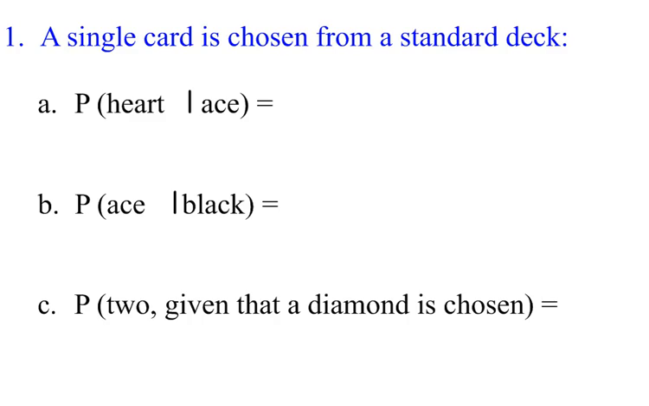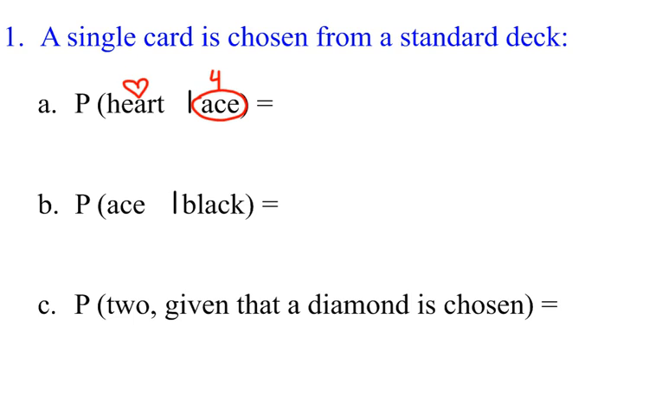Remember, we're talking about cards a lot this chapter, so here's a single card chosen from a standard deck. Here we're saying the probability of us getting a heart given that we're only dealing with aces. Given that we're only dealing with aces, how many total aces are there in a deck? There's 4. So this isn't out of the whole deck. Given that you only have aces, what's the probability of pulling out a heart?